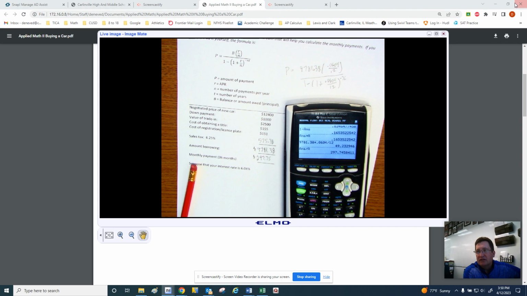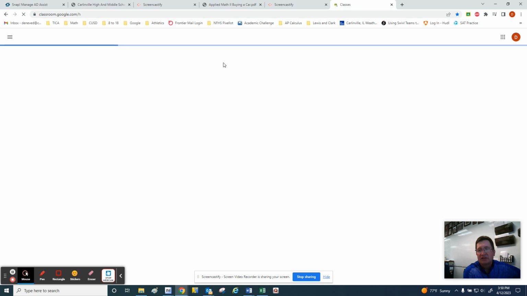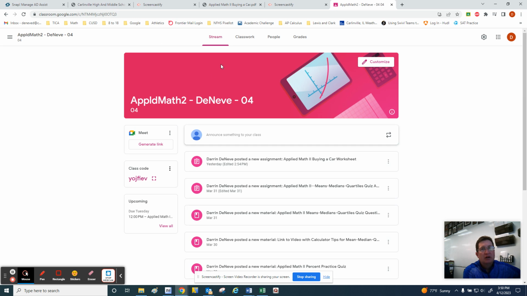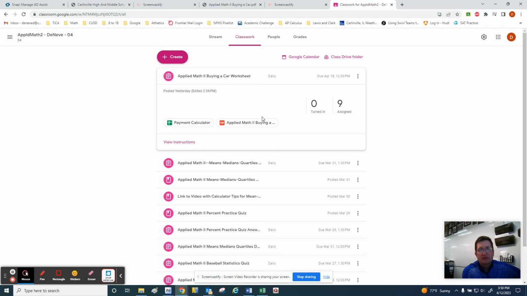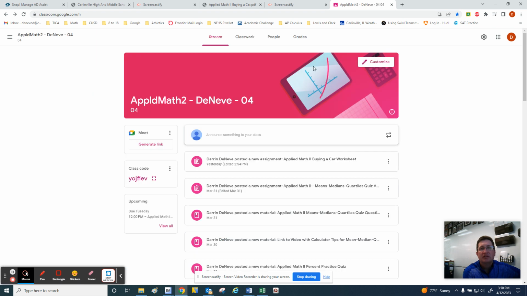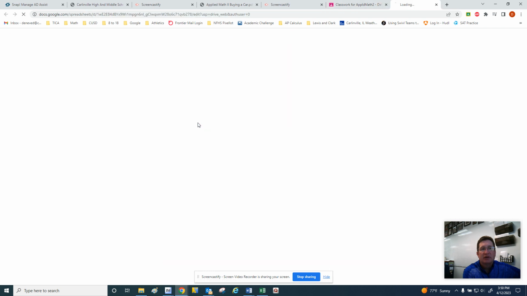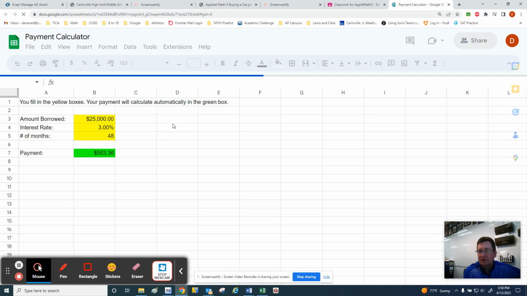Now, if you didn't necessarily enjoy working on your calculator to get that, let me just show you that on your Google Classroom, there is a spreadsheet that does this for you. And so I'm going to our Google Classroom here. Under classwork, your assignment is here. Whoa, I must have clicked on the wrong button, sorry. And so I'll click on this thing here where it says payment calculator.